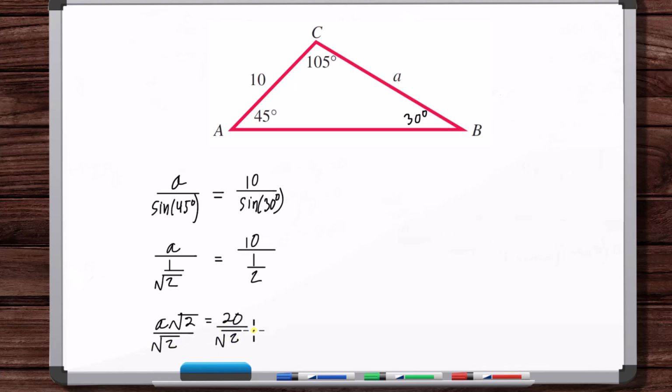All right, now let's rationalize this. So we've got A is equal to 20 root 2 divided by 2. So A is equal to 10 root 2.